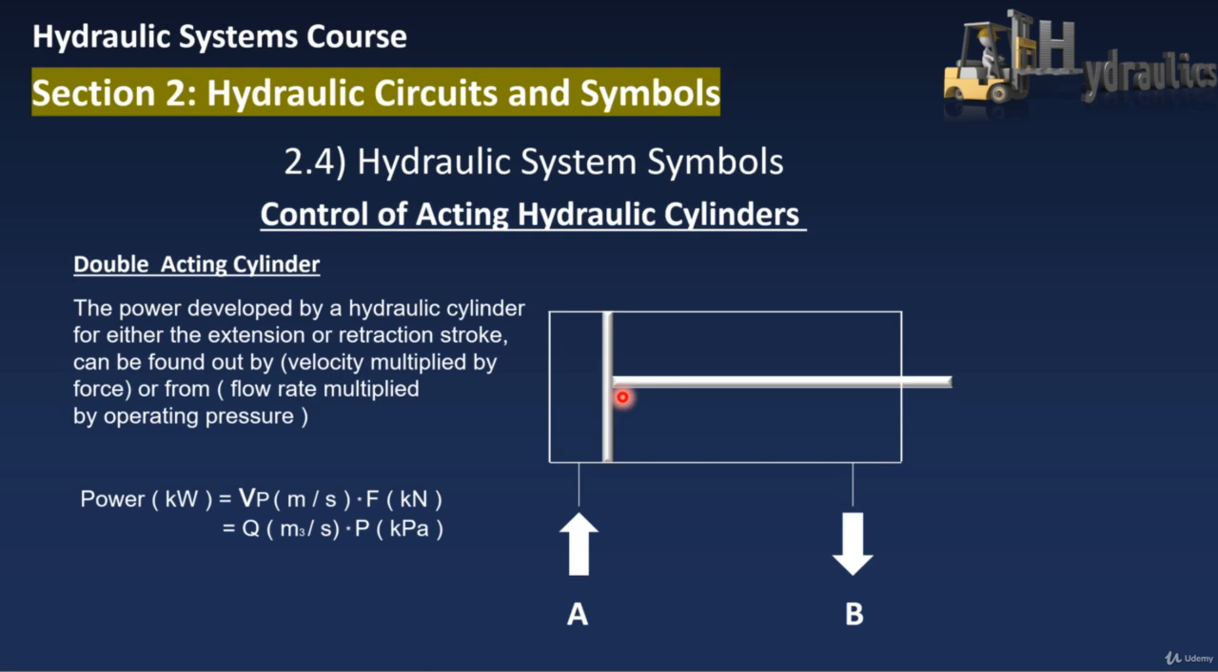So, one more topic to discuss, which is the power developed. The power developed by the hydraulic cylinder for either the extension or retraction stroke can be found by the velocity multiplied by force, or flow rate multiplied by pressure. This is the power.